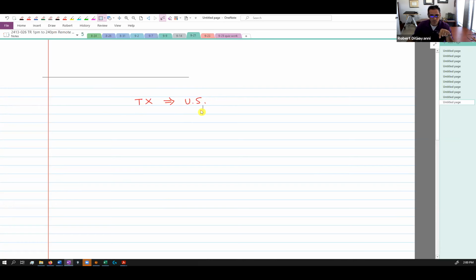Does that implication work the other way around? Suppose this is true. Can you just flip the order and say US implies Texas? If you're standing in the United States, does that mean you're standing in Texas? Not necessarily. So this is false. So when I say that differentiability implies continuity, that does not mean that continuity implies differentiability.